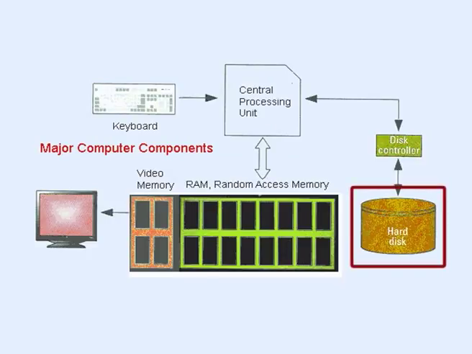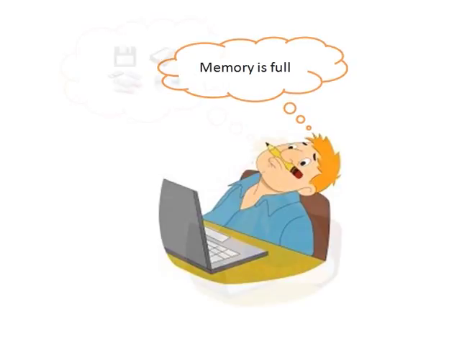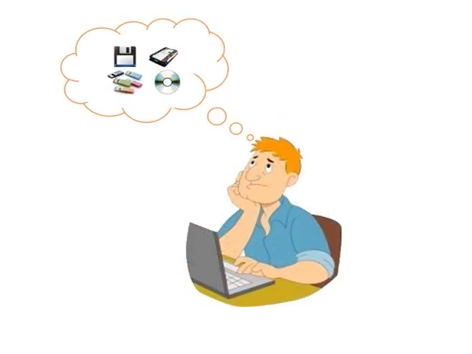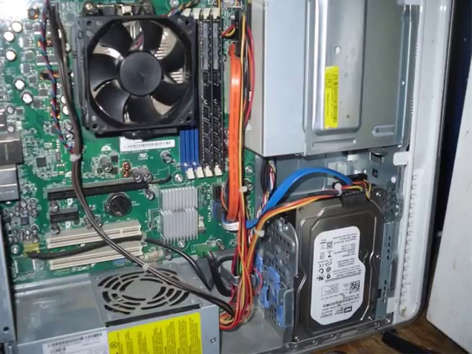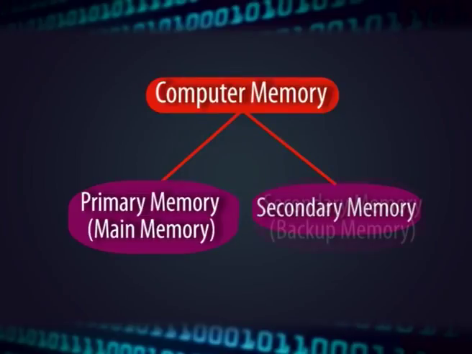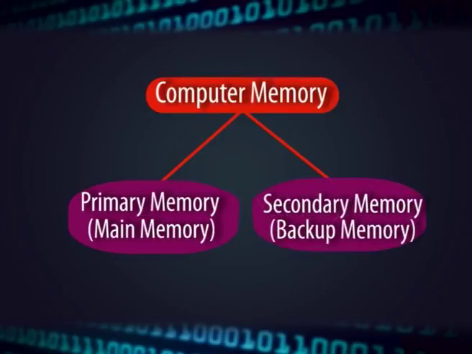The second type of memory is secondary memory. The user needs some extra memory which is stored in optical or magnetic devices. This memory is called secondary memory. Unlike primary memory, it is not directly accessible by the CPU. It is also called additional memory or backup memory. Now, we will discuss the characteristics of computer memory.